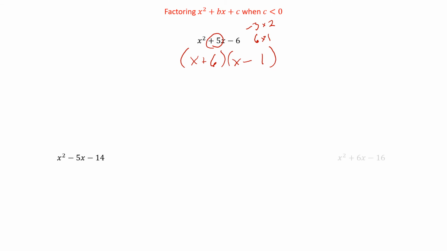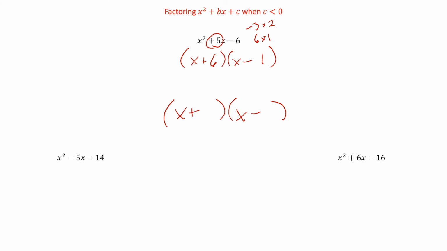So let's try a couple more. Go ahead, give it a shot. Remember, the answers here will have an x plus something and an x minus something. So go ahead, pause me, try it, and then come back when you're ready. All right, let's take a look.